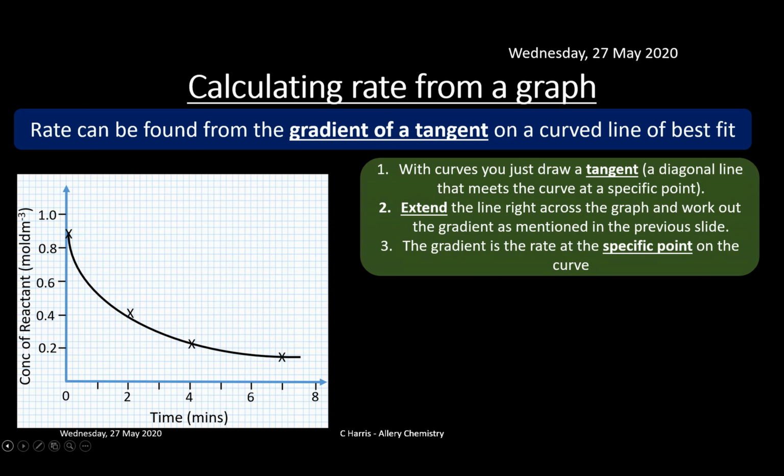But to find the rate of reaction, what we need to do is draw a tangent, which is a diagonal line at a specific point on this curve. Then we need to extend that line right across the graph, because the bigger the better. It means you can read the graph a lot easier if you draw a large line. And the gradient is working out the rate at a specific point on this curve.